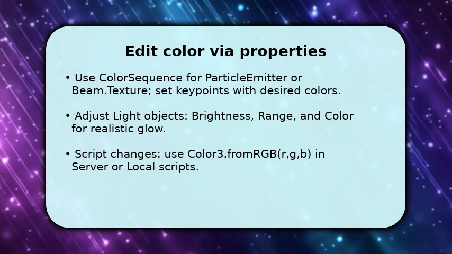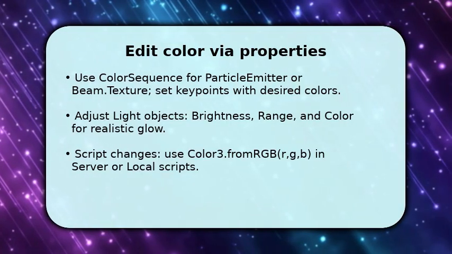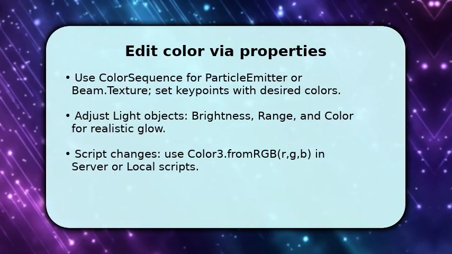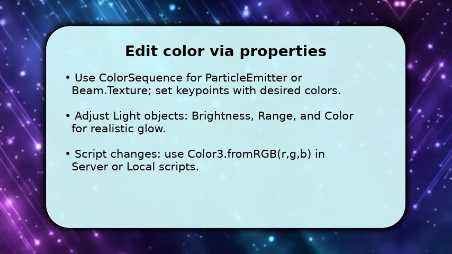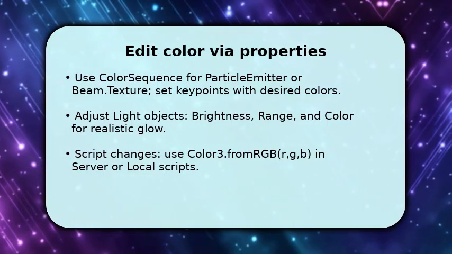For particle emitter or beam, update the color sequence to include your new RGB keys. This blends colors along the effect. Then modify any point light or surface light color to match so the glow reads consistently.